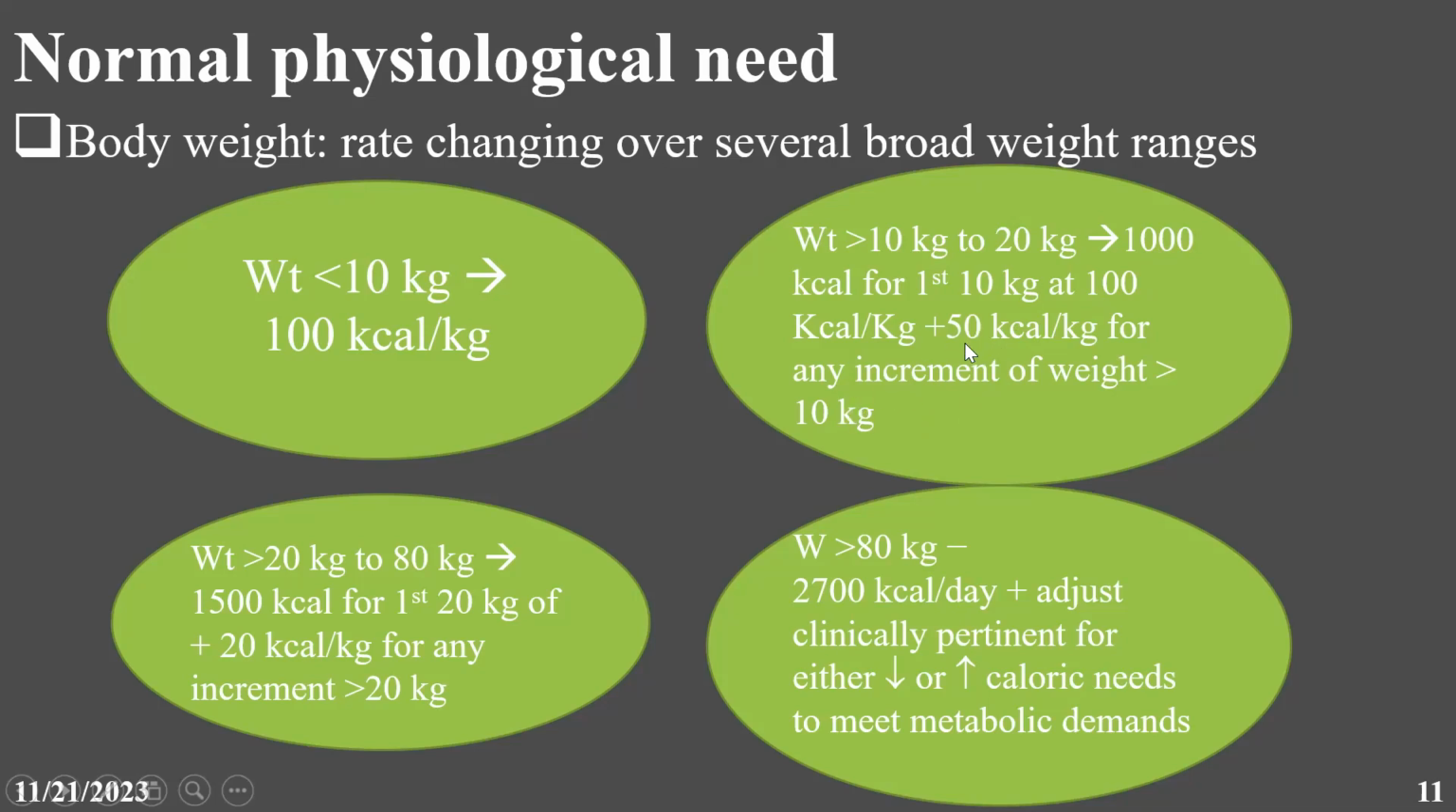If the weight is 15, it's 1,000 plus 5 extra, because more than 10 is 5. 5 times 50 is 250, so it will be 1,250. If it's 17 kilogram, it's 1,000 plus 7 extra, 7 times 50 is 350, and that will be 1,350, and so on. Is that clear or no?